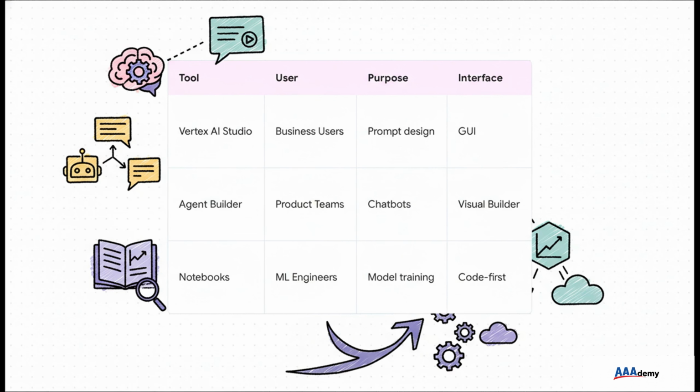And what's really smart is how this workbench is set up for different kinds of people, different roles. You can see here a business user. They can jump right into Vertex AI Studio. It's a low-code, graphical interface perfect for just designing and testing prompts. But then, say you're a product team. You might use Agent Builder to visually map out a whole chatbot conversation. And then, of course, for the ML engineers and data scientists, you've got notebooks. That's where you can go deep, write your own code, and have total control.